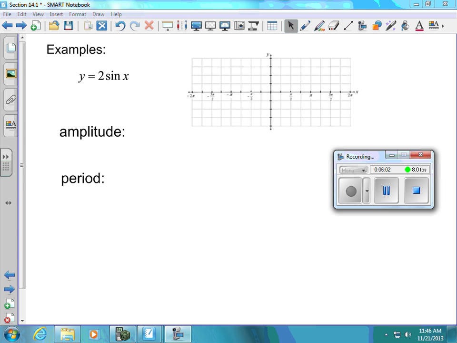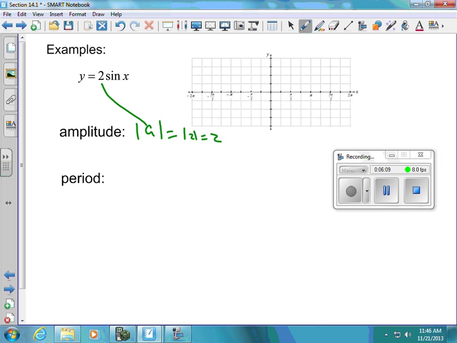The amplitude is the absolute value of A. A is 2, so the absolute value of 2 is just 2. So the graph goes as high as 2 and as low as -2, as long as you don't move the graph up and down. Period is 2 pi over the absolute value of B. In this case there's nothing between sine and x, so B is just 1. So 2 pi divided by 1 is 2 pi. So we're going to repeat every 2 pi units.